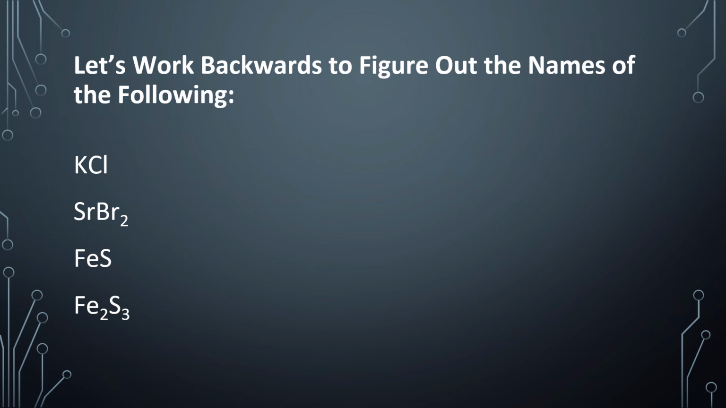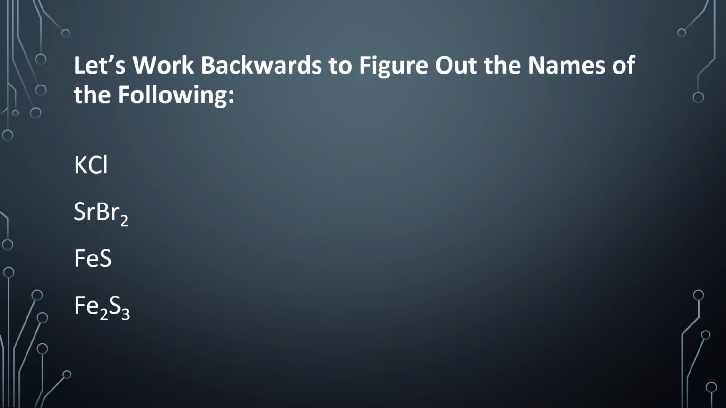Work backwards to figure out the names of the following. So if I give you an ionic formula, you have to be able to give me the name. If I give you a name, you have to get the ionic formula. If I gave you just the ions, you have to give me the formula and the name. So it's crazy, huh?